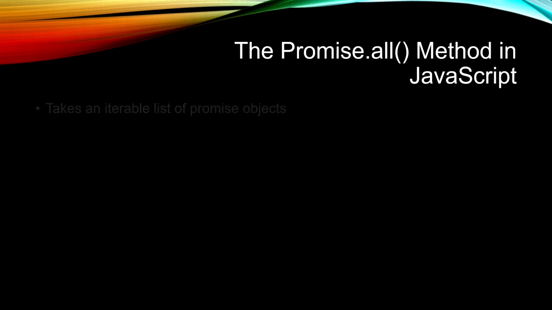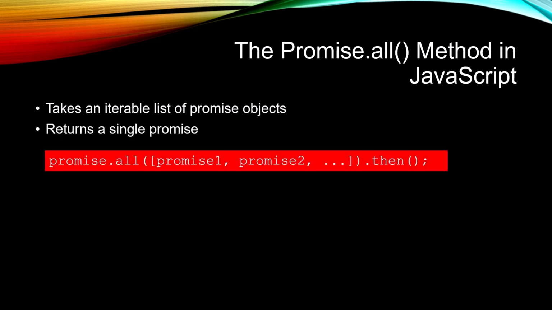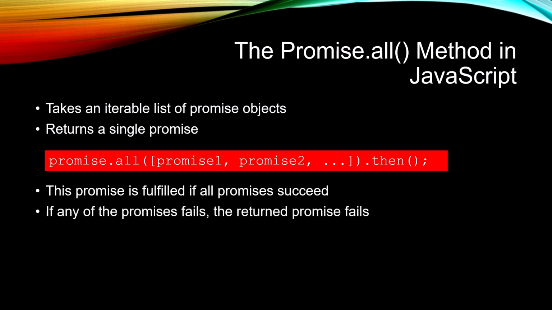The Promise.all method takes an iterable list of promise objects, some sort of array or collection, and it returns a single promise. And this promise is fulfilled if all promises succeed. So to the all, you pass an array of promises that you get back from calls to a bunch of different functions, and then it returns a promise that is fulfilled once all of them succeed. Now, if any of the promises fails, then the returned promise fails as well.